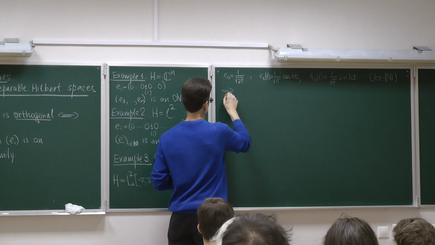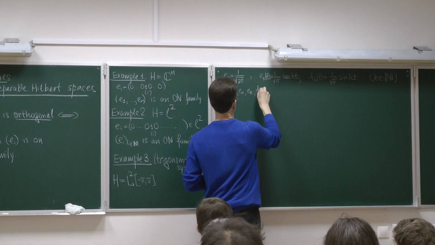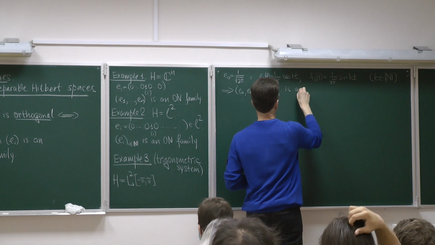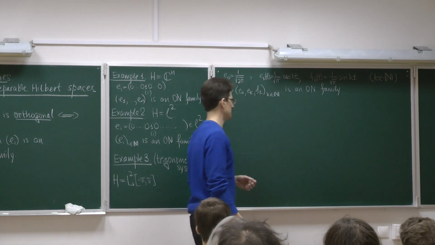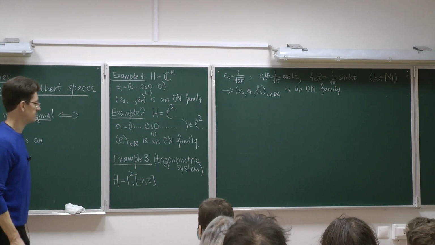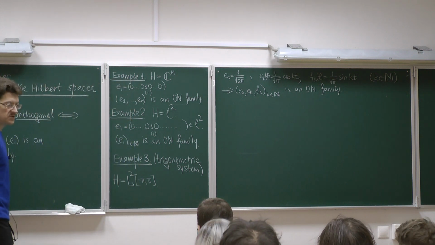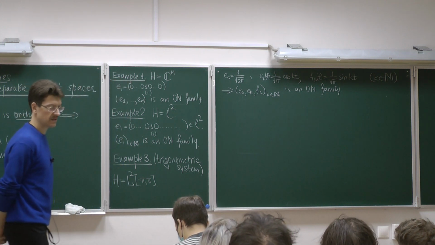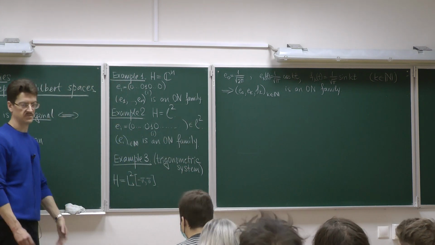Then an explicit computation shows that E0, Ek, and Fk, where k runs over natural numbers, is an orthonormal family. So this is a so-called trigonometric system. It is absolutely classical, and you probably know about the system from your calculus course. It appears in many applications and many problems related to mathematical physics. And in fact, long ago, it is exactly this system which gave birth to the abstract notion of a Hilbert space.